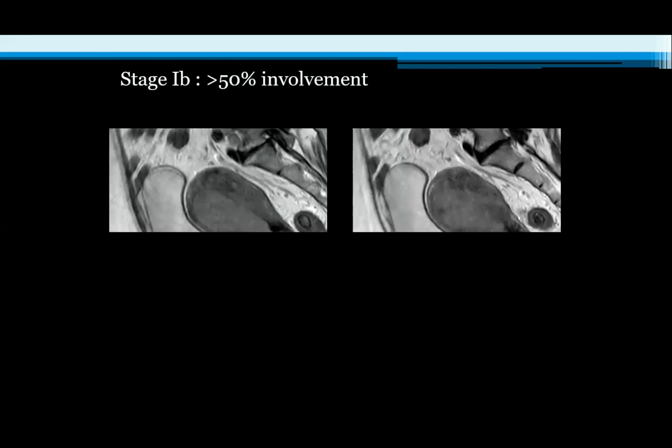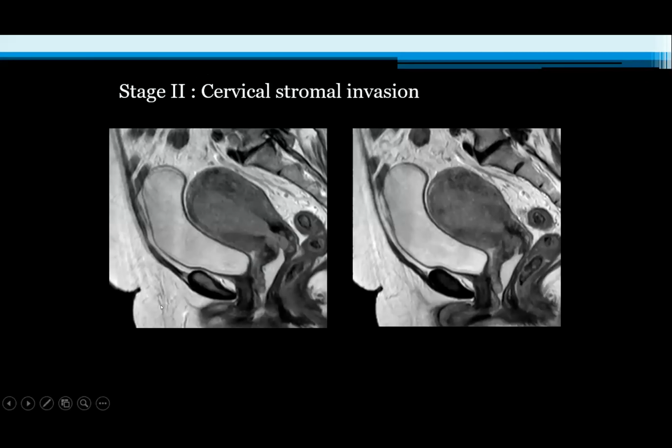So this is a case where you can see there is involvement of the outer half of myometrium also, posteriorly, reaching up to the subserosal region. But the serosa, which you can see as a thin dark hypointense line, is not breached, and the tumor is not going outside the uterus. This is a case of stage 2 cervical stromal invasion, where you can see an intermediate signal intensity mass which is going down and involving the cervical stroma.